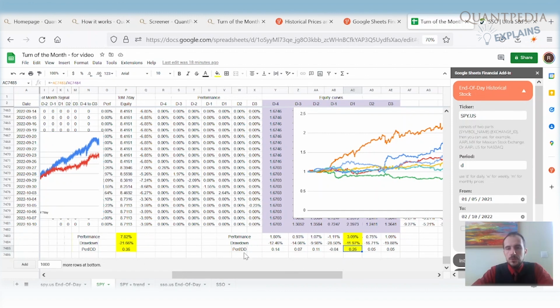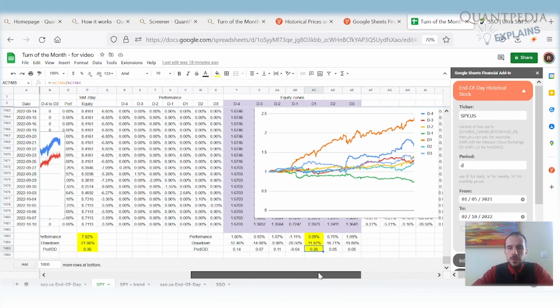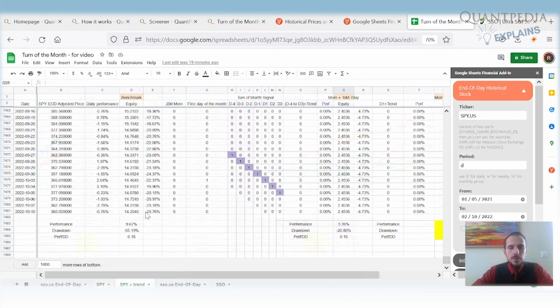What we can do is try to apply a trend or momentum filter to further increase the probability that we pick the days with the highest probability of positive performance. How can we do it? Let's check how we can apply the momentum filter. Here we have again the performance of the benchmark. It means buying and holding the SPY ETF, the S&P 500 index ETF. Once again, nearly 10% performance with a 55% drawdown.